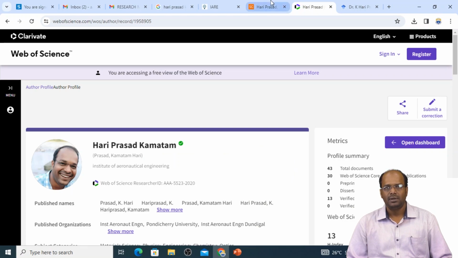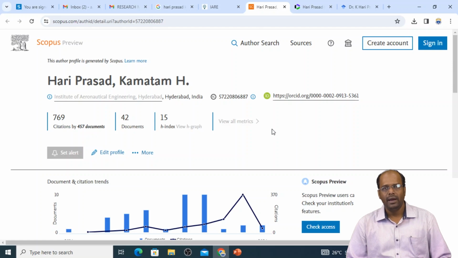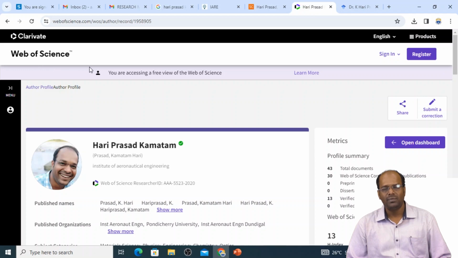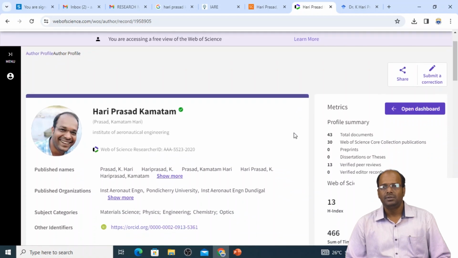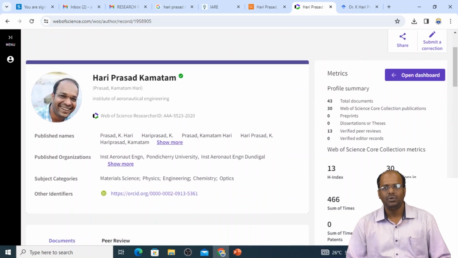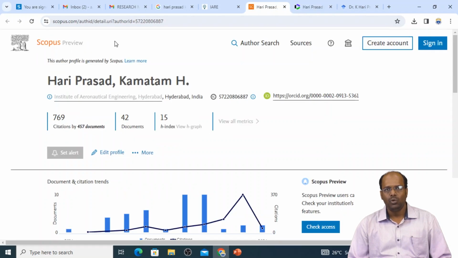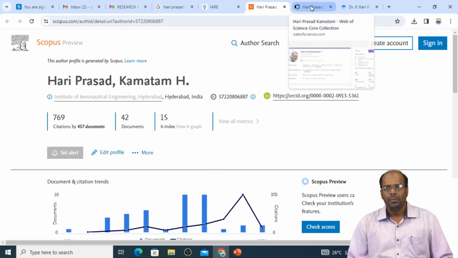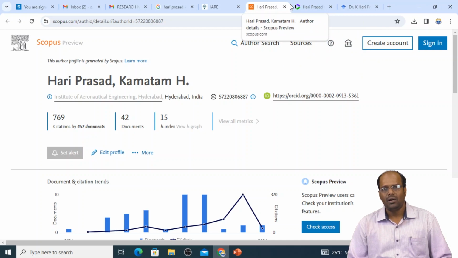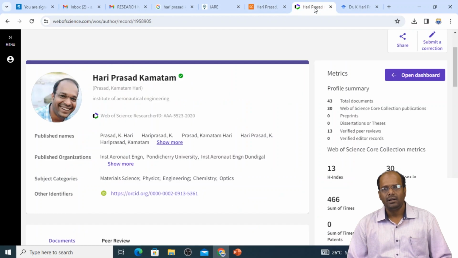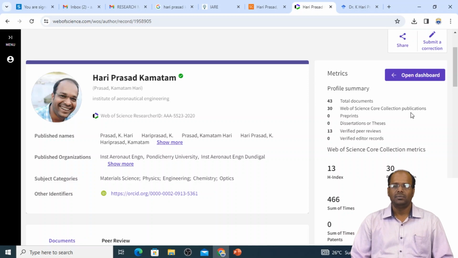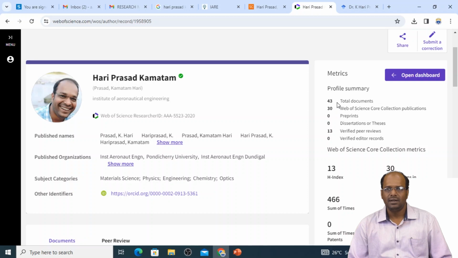While in the case of Web of Science, Scopus is maintained by Elsevier, while Web of Science is maintained by Clarivate Analytics. Here, how much H index is it showing? 13, with 466 citations. So for the same author, any particular article may be in Scopus and Web of Science, and the Science Citation Index covers both. Some particular articles don't have Web of Science indexing, so out of 43 publications, only 30 are Web of Science indexed.